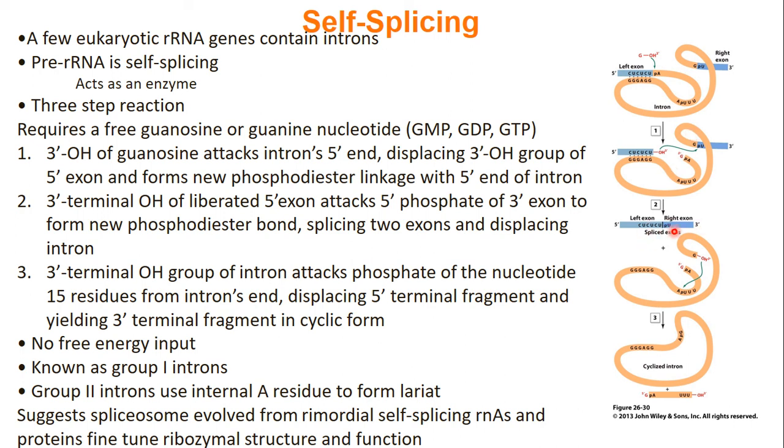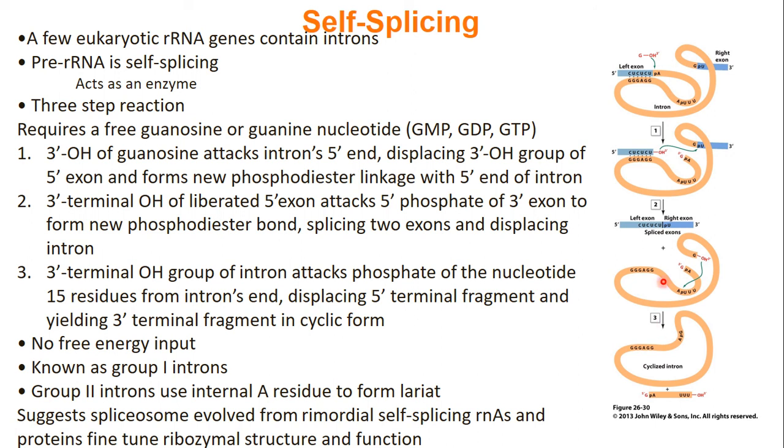but we still need to take care of our intron. So what happens next is that the 3' OH group of the intron will attack an A residue, roughly 15 residues away from the end of our intron here. And so our 5' terminus is actually displaced, and so we make a cyclized intron with a fragment left over. Interestingly enough, this does not take energy, so no ATP, no GTP needed, and this type of self-splicing intron is known as a group 1 intron.